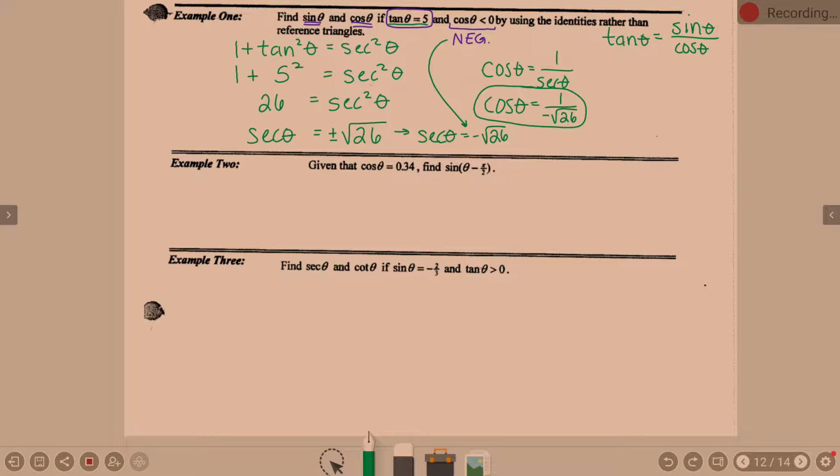So tangent of theta is 5, which equals sine of theta divided by cosine of theta, which is negative 1 over square root of 26. It doesn't look pretty for the moment, but that's okay. We'll rectify that soon enough. How do I solve for sine? Like, think of sine as your variable here. How do I solve for sine?